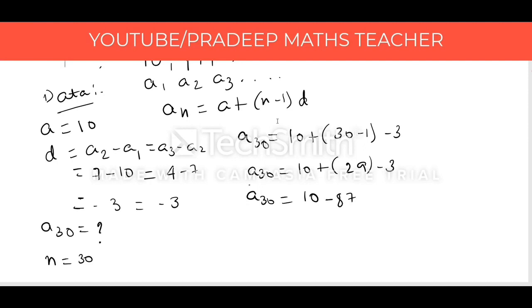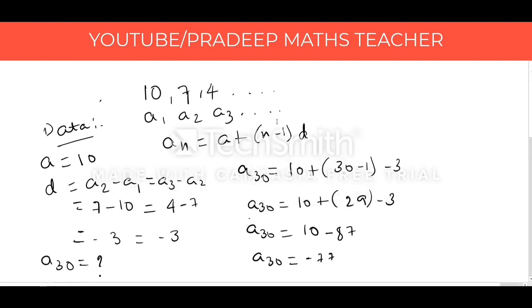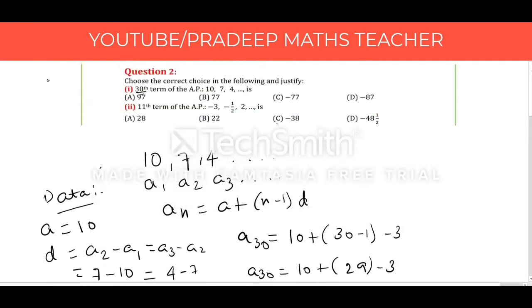Now whenever you are multiplying the numbers, you need to multiply the numbers and also multiply the signs. 29 3s is 87, and plus into minus is minus. Clear, children? Now the a_30 term will be, if you subtract, 87 minus 10, minus 77. This will be the answer, and this is how we need to find the answer. So minus 77 is in option C. So option C is right, children.